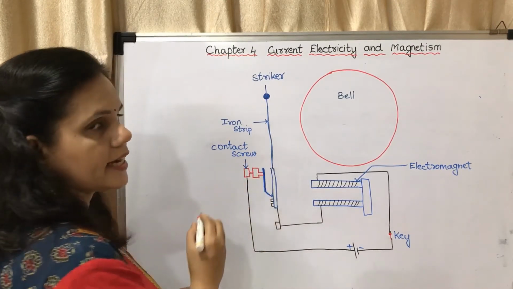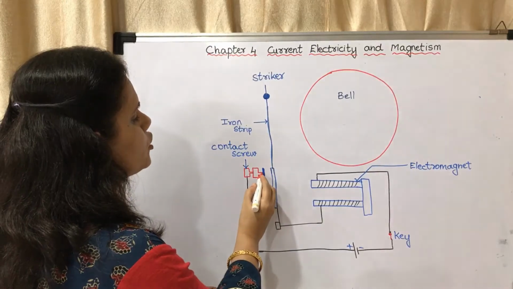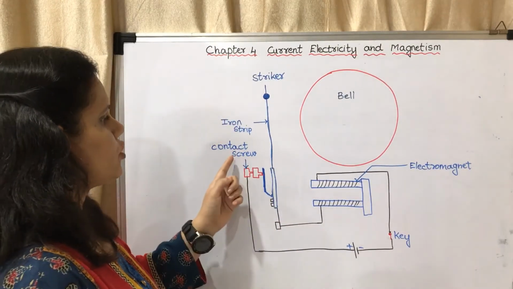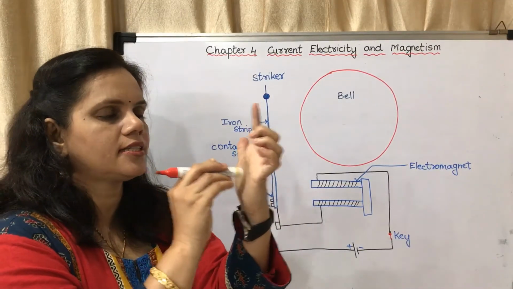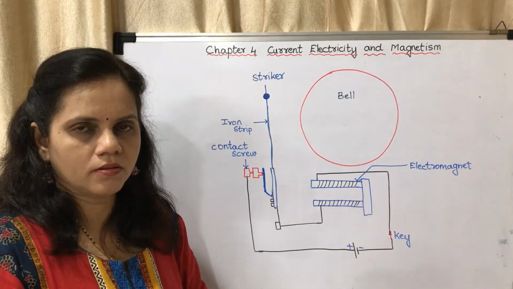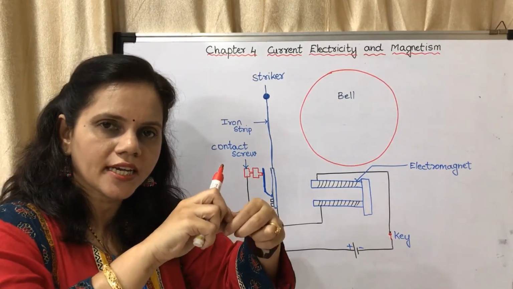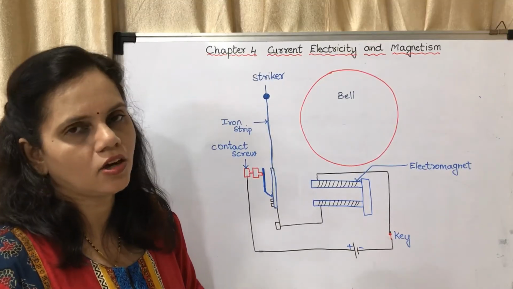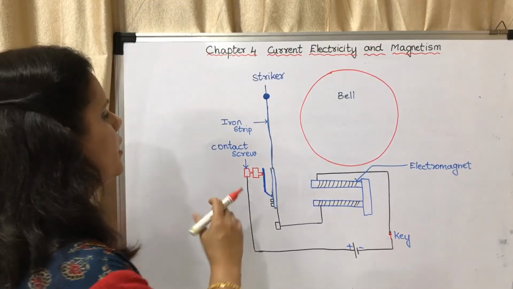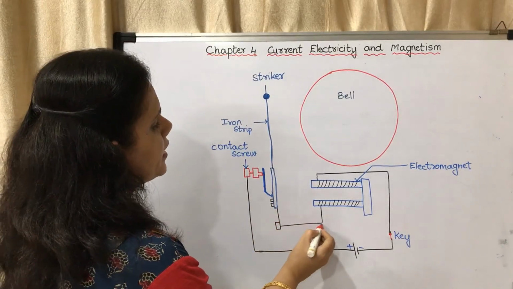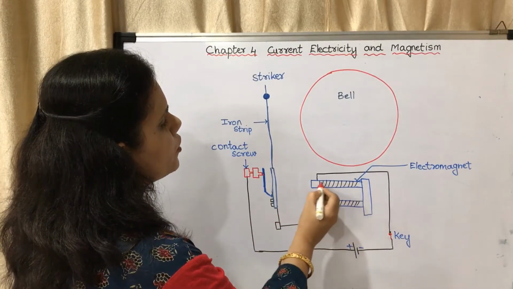This is a contact screw. This contact screw is just in touch with this strip. The iron strip and contact screw are just in contact with each other. They are not screwed. Understood? They are not joined together. They are just in contact with each other. So the current will flow from here to here, and like this it will flow.